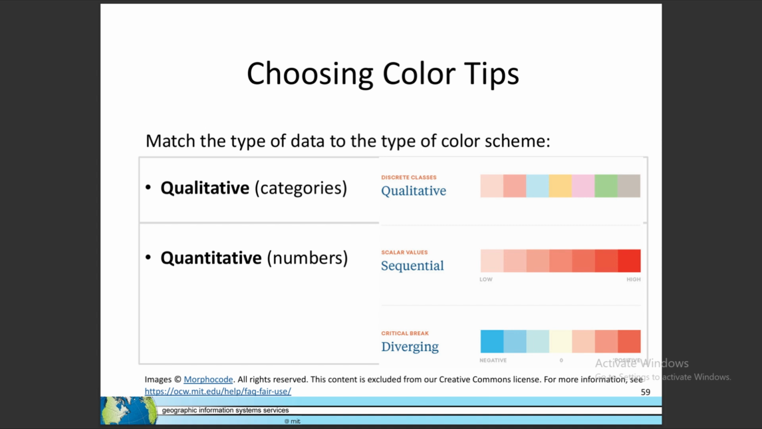Sequential, for quantitative data that ranges from low to high. One hue, varying from light to dark. The visual implies order and magnitude. Example: population density, elevation, income.